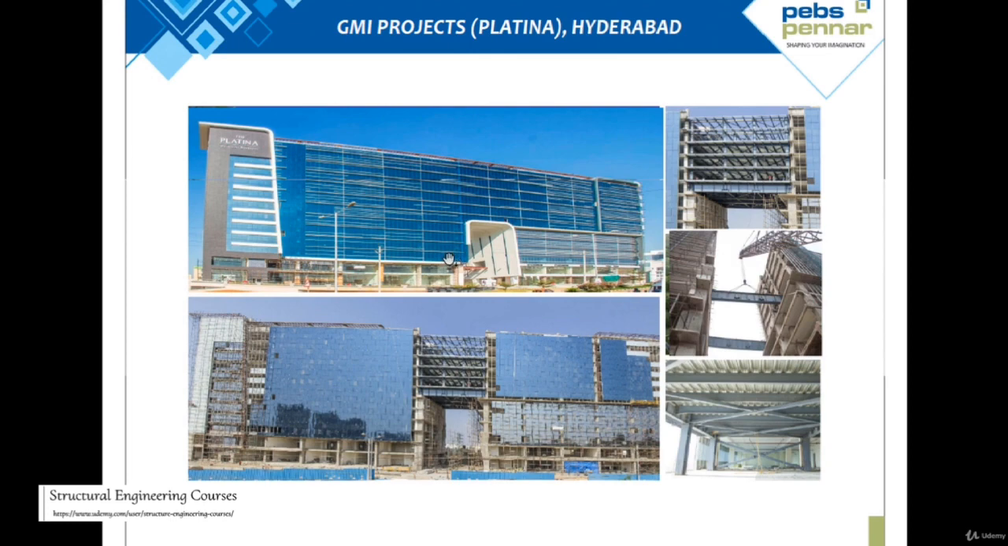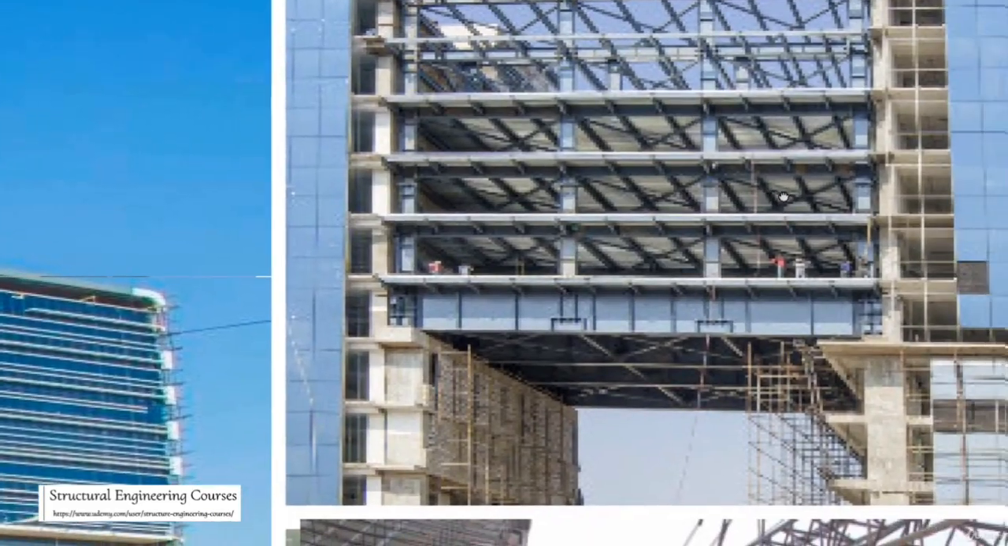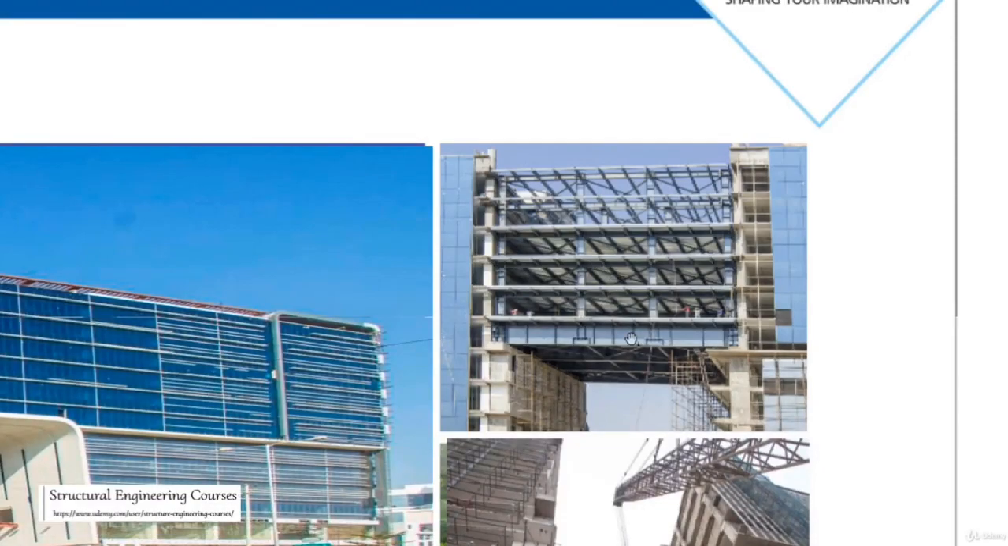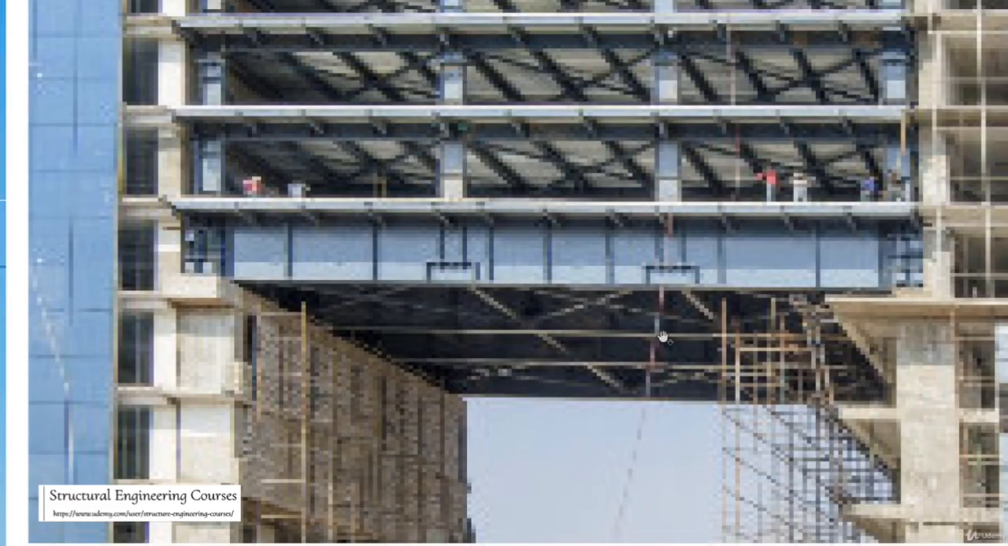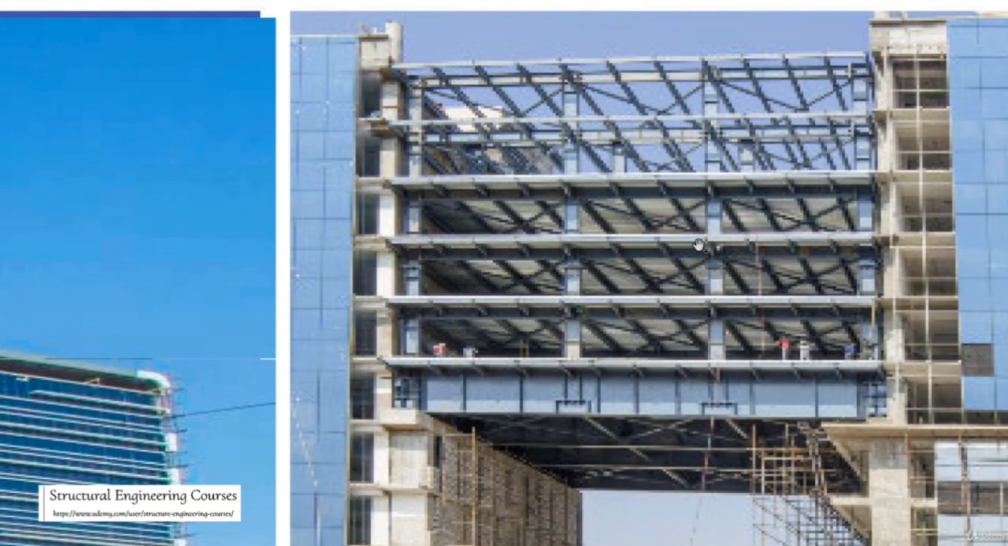And here you can see the GMI Projects Platina in Hyderabad, where large scale steel construction is going on. Here they have provided plan bracing. They have provided very large, high depth girders from this point to this point, 1, 2, 3 and 4 girders. They have tied these girders along the shorter span also, and provided cross bracing here. On this girder they have provided a stub column, and after providing the stub column, you can see that they have provided 2 stiffeners here, because after providing these stub columns, the shear force here is very high.